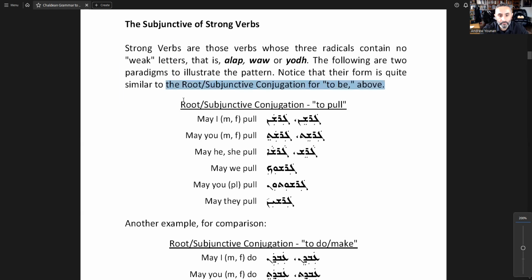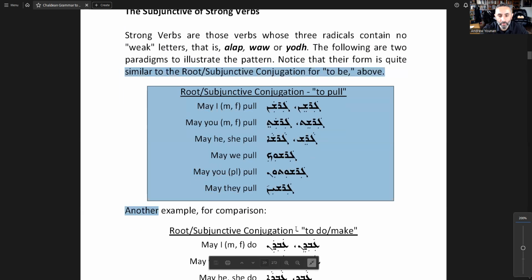Here is the root or the subjunctive of to pull. Garshin, may I pull. Garshan, may I pull, feminine. Garshit, may you pull. Garshat, may you pull, feminine. Garish, may he pull. Garsha, may she pull. Garshuch, may we pull. Garshutun, may you plural pull. Garshi, may they pull. Why is this good news?